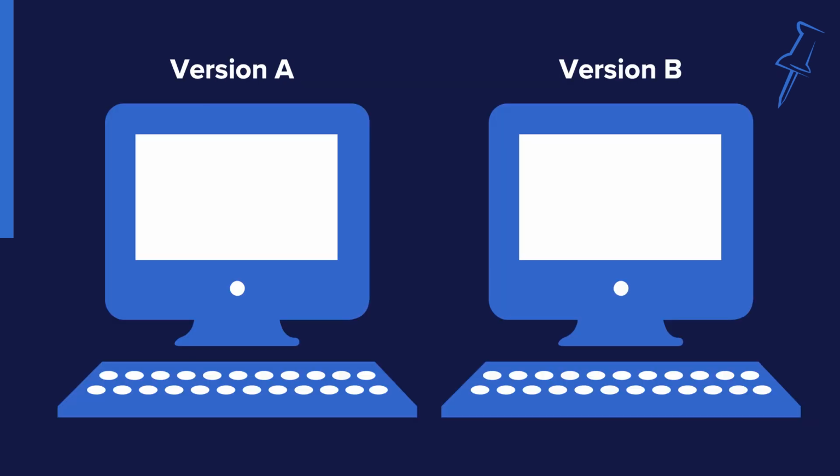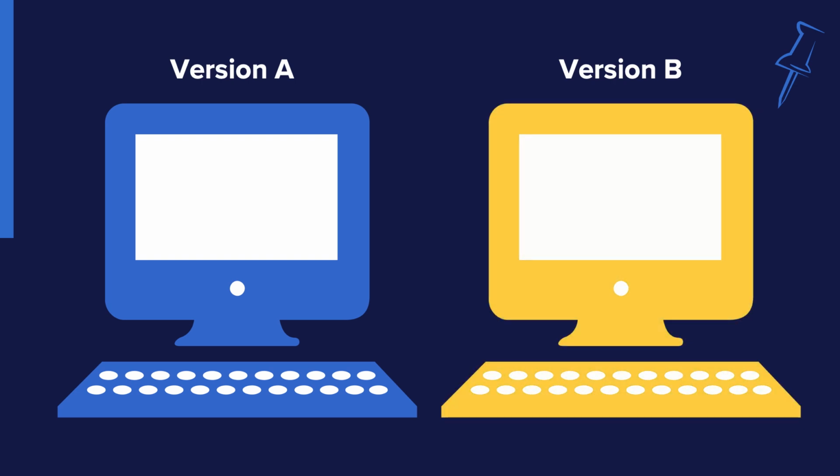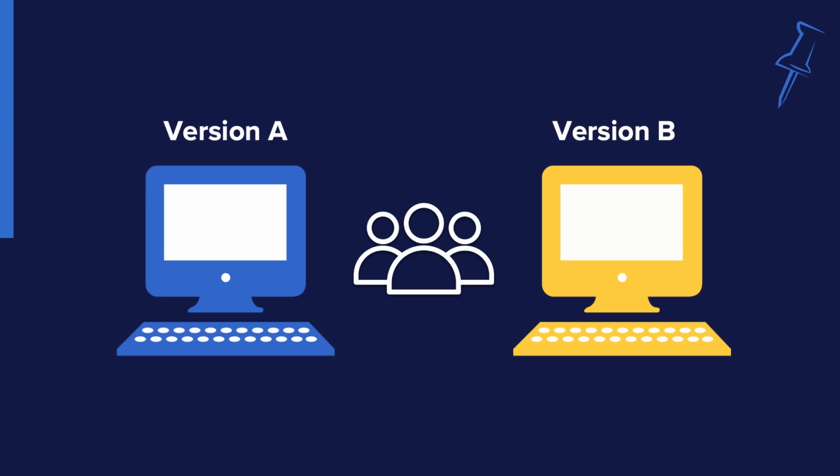To get started, create two versions of your test, version A and version B, with a single change. Then show these versions to different segments of your audience. For example, you might send out two versions of an email with different subject lines to see which one gets more opens.